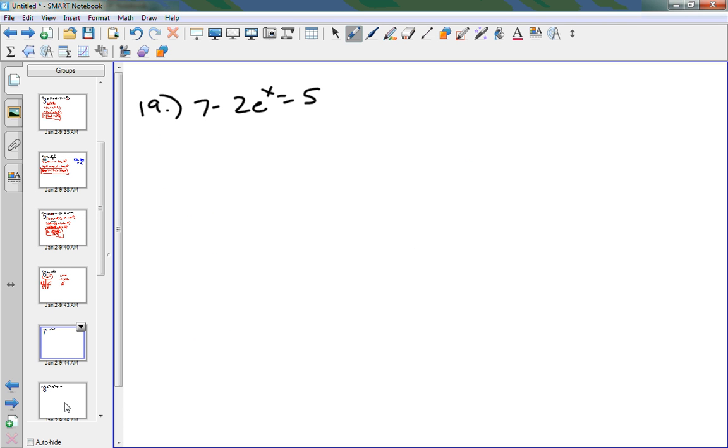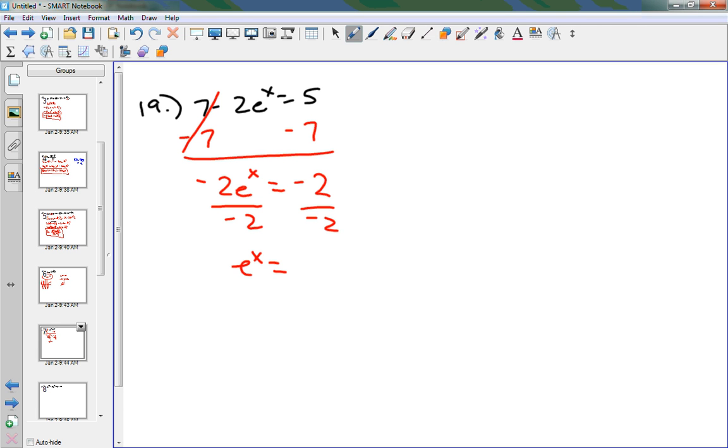Number 19 says solve for x. I was astounded about how many of you were like, how do I do this again? I'm solving for x. So what should I do? Subtract 7. Negative 2 e to the x is equal to negative 2. E to the x is equal to 1.